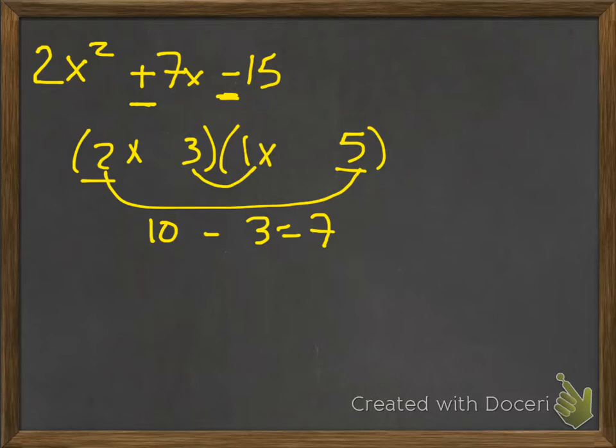Then the question is, how do I get the plus? Well, the plus should be with the 5, because 5 times 2 is going to give me a 10. I need a positive 10. And the minus should be with 3, so I would have to subtract 3 and thus get 7. And there you go.